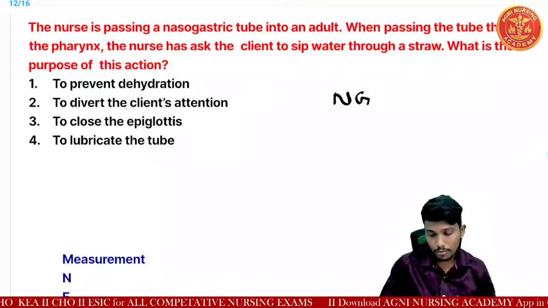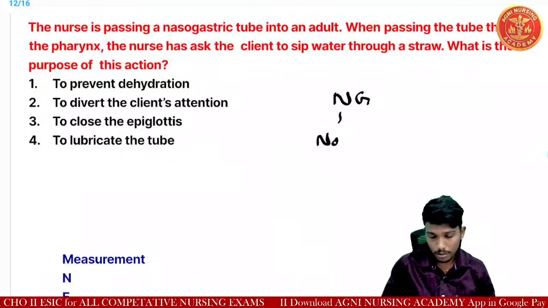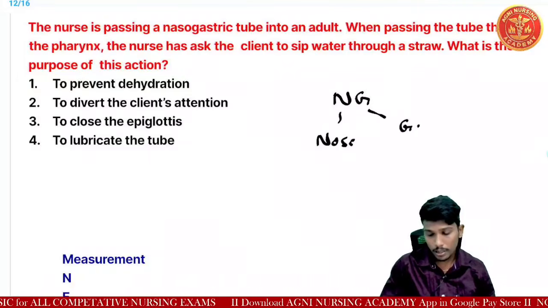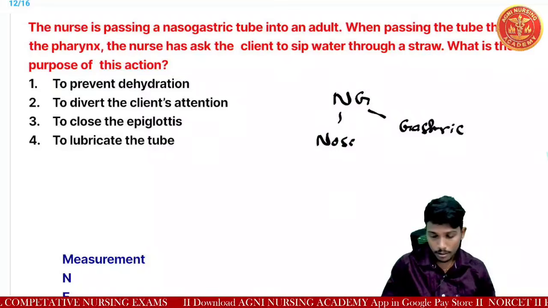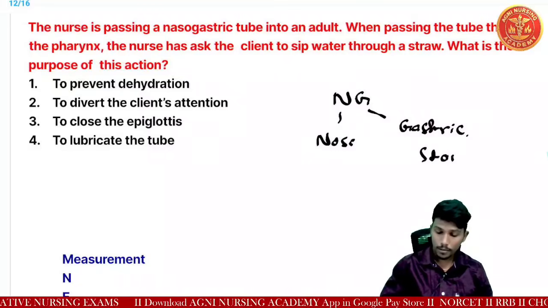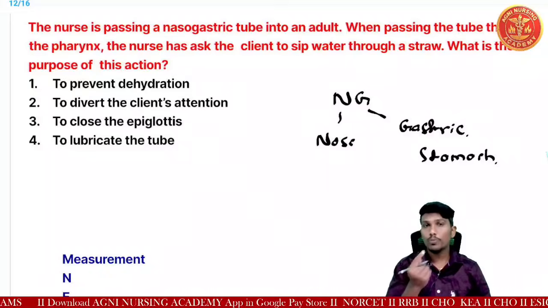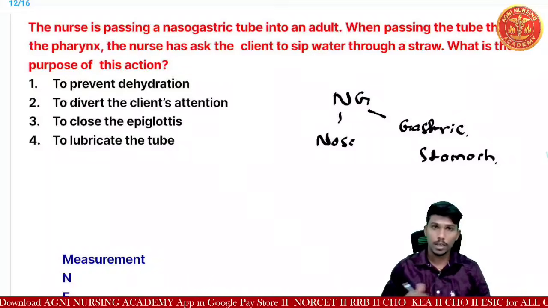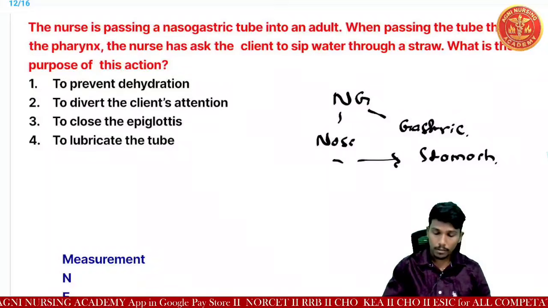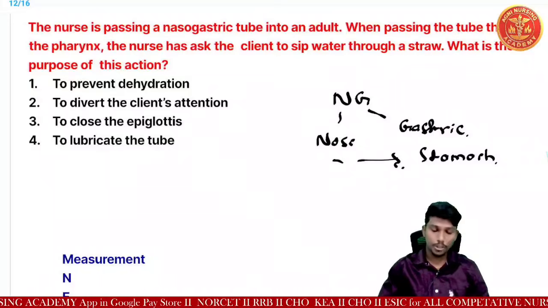What is this NG tube? N means nose, G means gastric, gastric means stomach. So nasogastric tube: we are inserting the tube through the nose to the stomach. Okay, nose to the stomach. This is the NG tube.